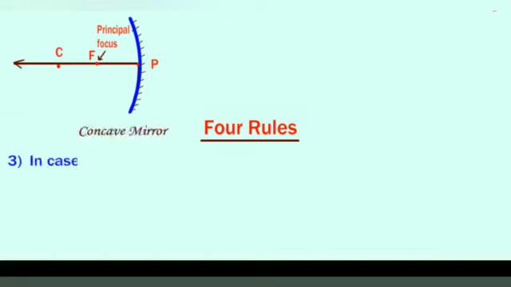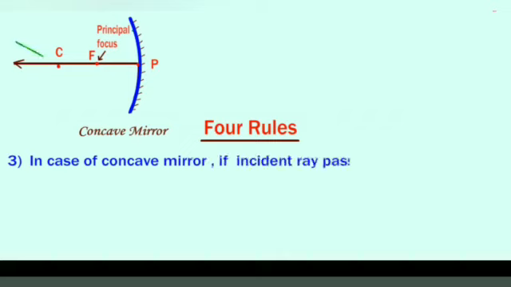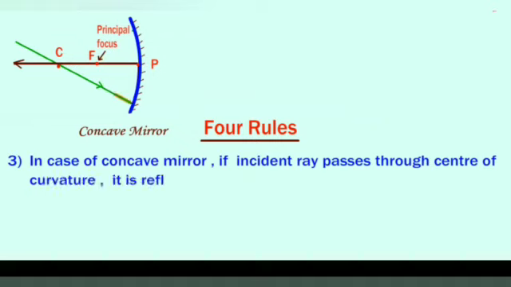Rule 3 says, if a light is passing through the center of curvature, if it is passing through C, after striking the mirror, it will retrace its path. That means it will go back with the same path. You can see with this another line, dark line. This was for concave mirror.